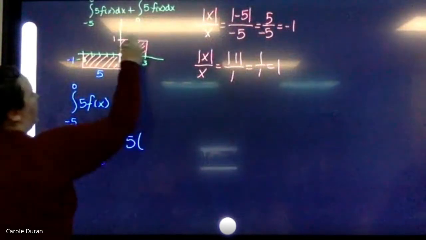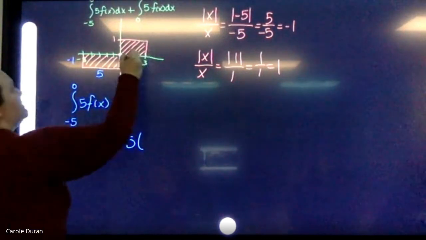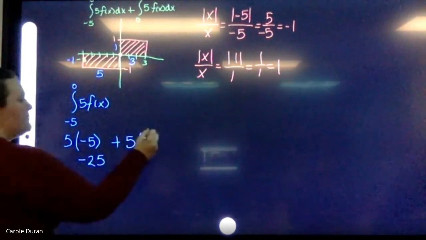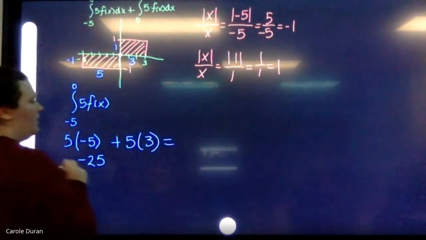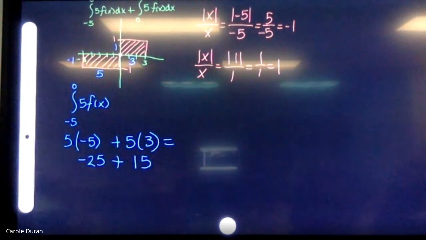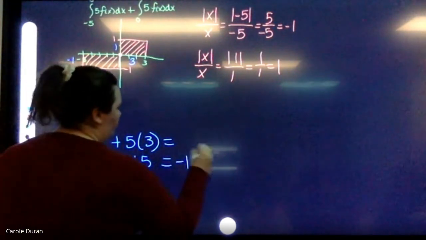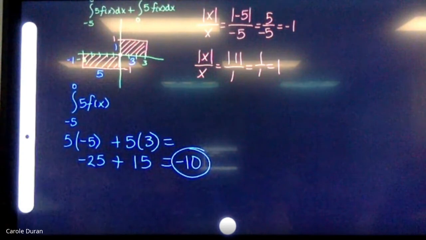So then I know that's a rectangle. What's the area of that rectangle? 3. My length is 3. My height is 1. 3 times 1 is 3. So 5 times 3 is 15, and then I add them together. So what's -25 plus 15? -10. So my total area for this integral from -5 to 3 for this piecewise function is -10.